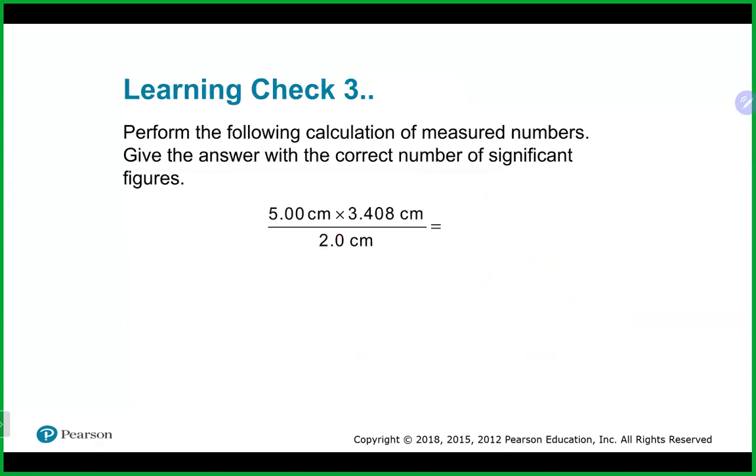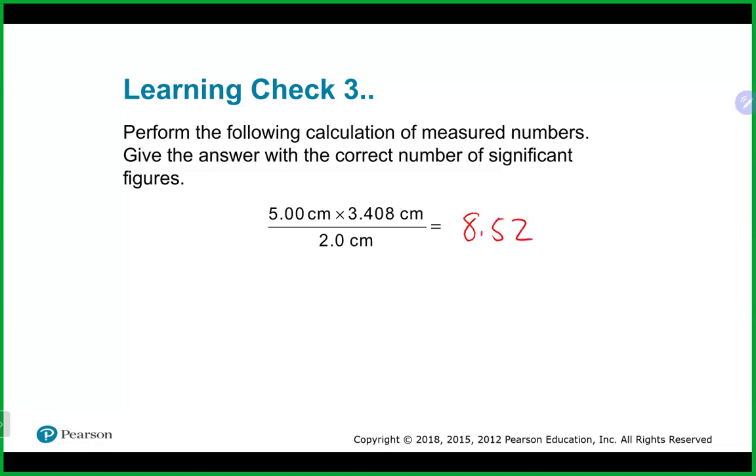All right, so here, if we perform this on our calculators, we will take 5 on top times 3.408. I would hit equals and then divide it by what's on the bottom, which is 2, and hit equals on the calculator. And on my calculator, it spits out something like this, 8.52.